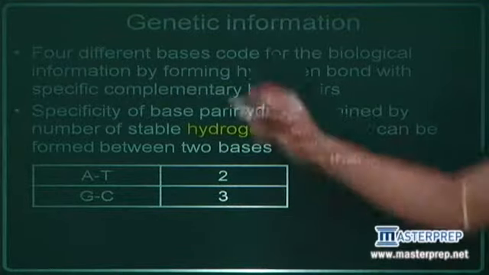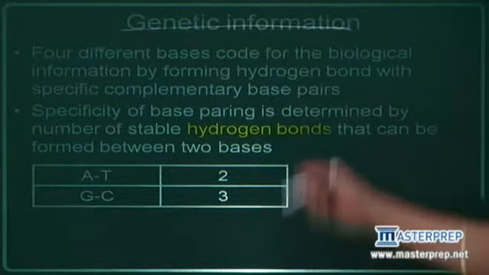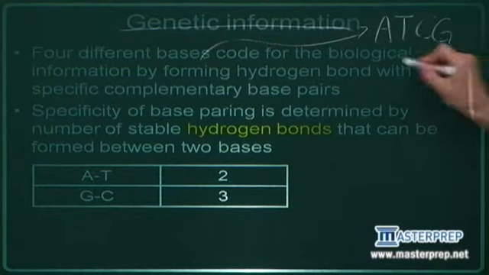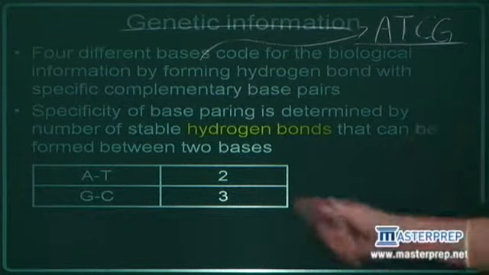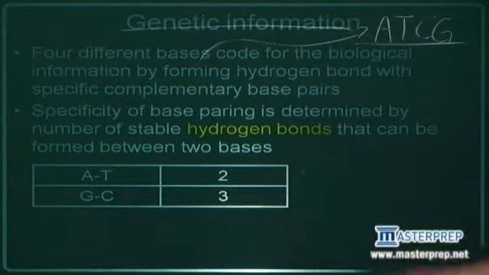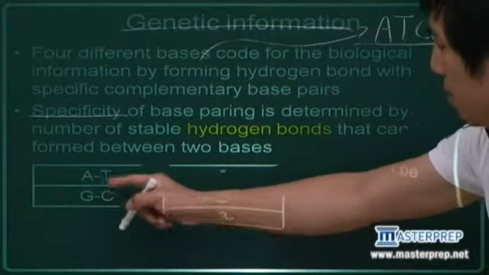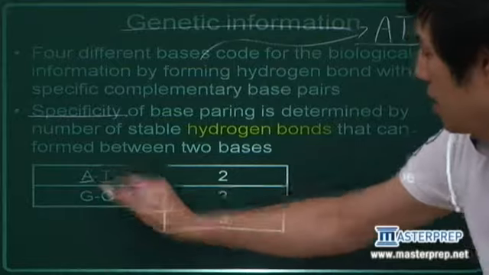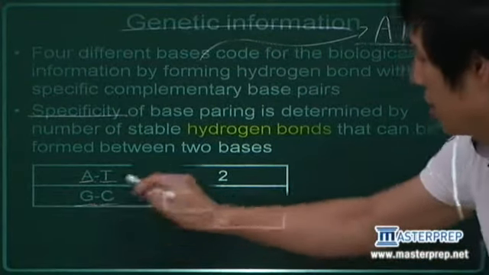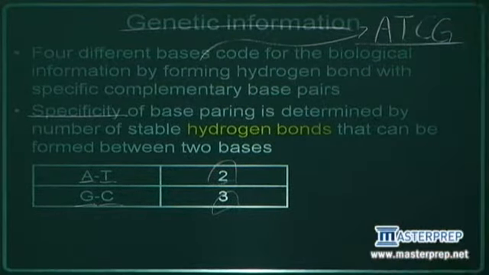All right, and to make genetic information, you need 4 different bases, which are A, T, C, G, right? They make different numbers of hydrogen bonds, and that's how they have their specificity. A specifically pairs up with T, and G always pairs up with C. So between A and T you can find 2 hydrogen bonds, and between G and C you can find 3 hydrogen bonds.